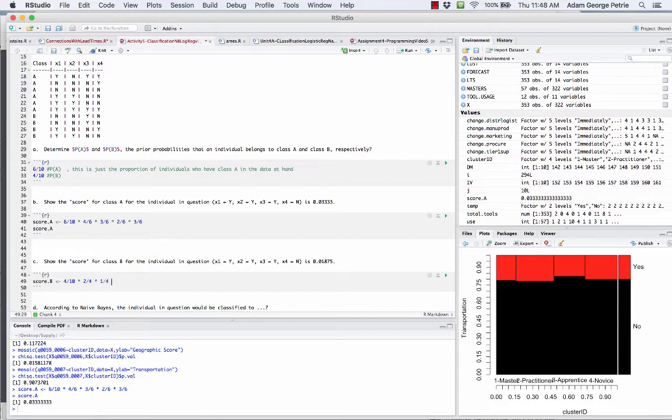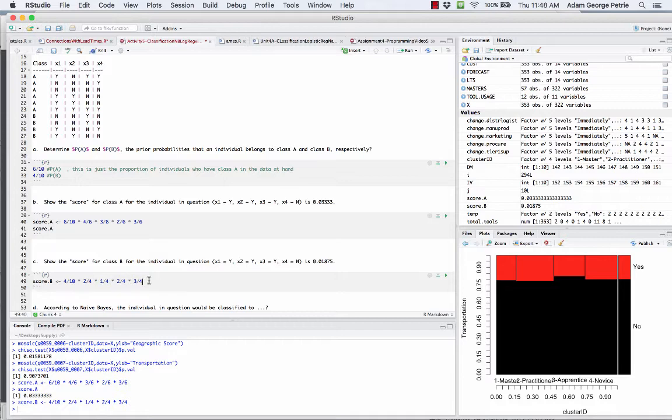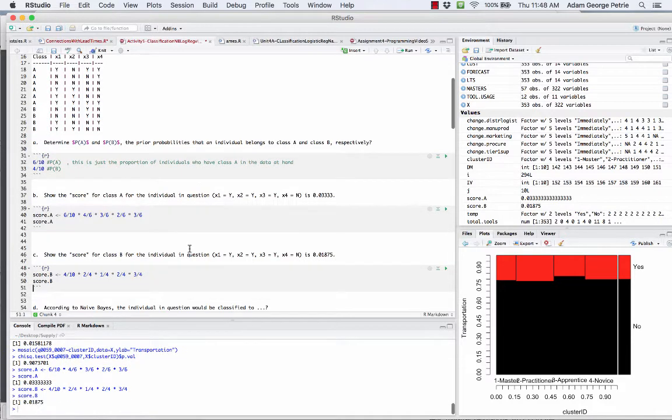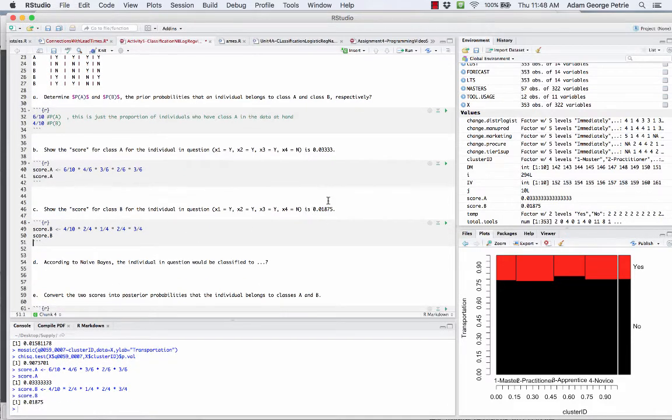We see 1 out of 4 did. What fraction had yes for x3? We see 2 out of 4. And what fraction had no? We see 3 out of 4. So once we multiply these together, we come up with a score for class B, and we see that it's the answer that is anticipated.